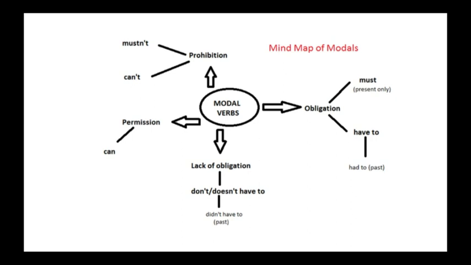Now, at the end of this lesson, there is a mind map. In this mind map, we can see that different verbs are used to express permission, prohibition, obligation, and lack of obligation.